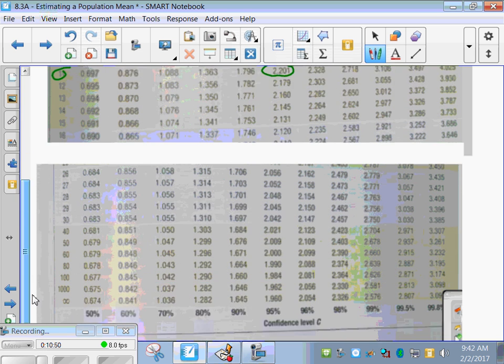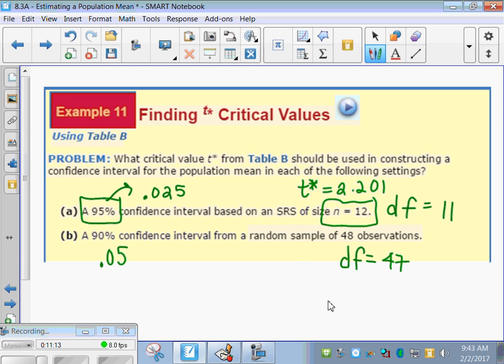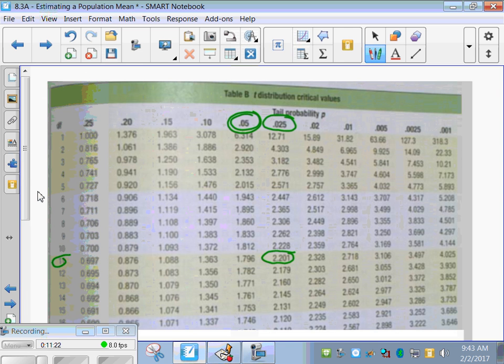And notice that they don't exactly have 47, right? We can use our calculator, yes. What you always want to do is round down. If you round up, you're getting actually a more accurate estimate. Remember, the bigger the sample, right, the better. So to be conservative, you always round down when you're using the table. On your calculator, you don't have to. You can be exact, all right? So I'm going to round down, and I'm actually going to use degrees of freedom 40. So 40 with 0.05.